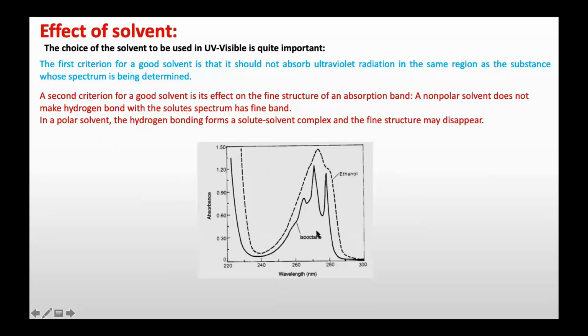So this spectrum has been taken in the presence of two solvents. One is ethanol and the second is isooctane. Ethanol can make hydrogen bonds with the solute, and the fine structure disappears in the case of ethanol. While when we use isooctane as a solvent, we are able to see this fine structure, because isooctane is not able to make hydrogen bonds with the sample.